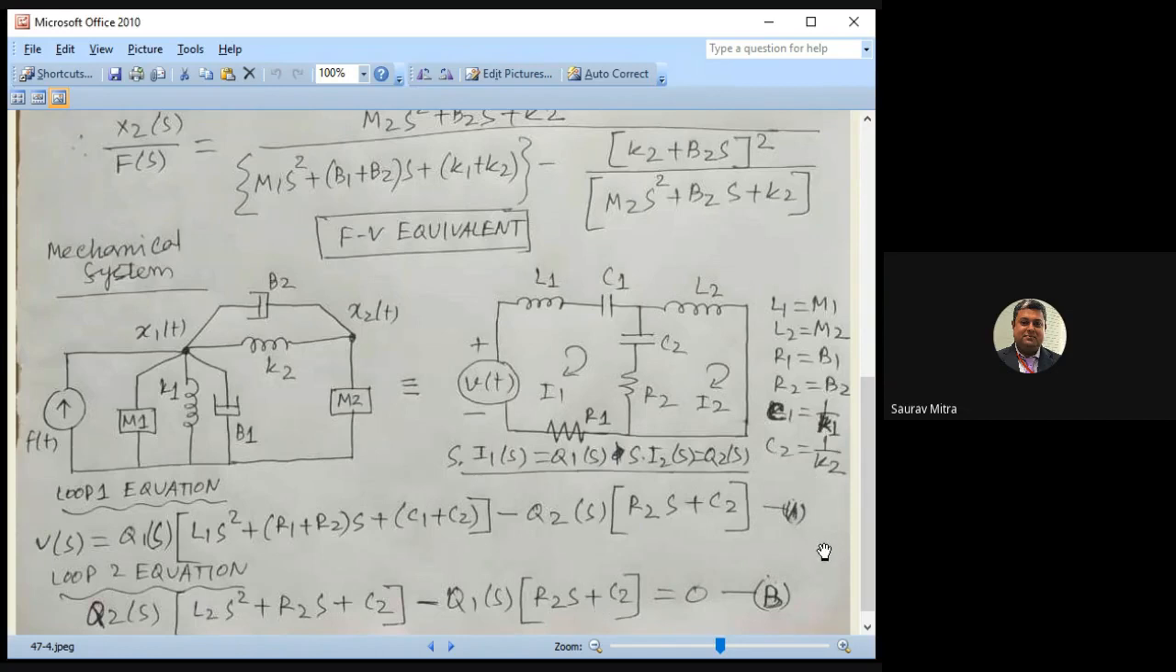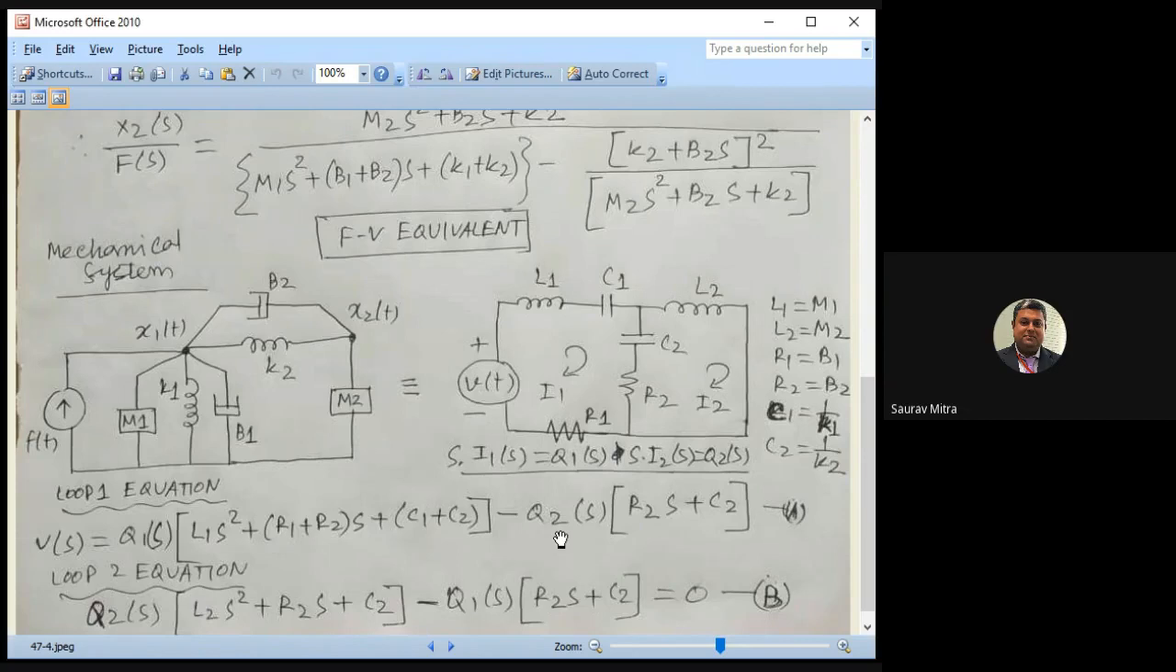Now how to find q1s by vs and q2s by vs? Exactly the same process which I have explained just before. From this second equation, the b equation, you have to represent either q1 in terms of q2 or q2 in terms of q1. If you are representing q1 in terms of q2, the whole thing you have to take to the right, then write q1 is equal to q2 into this divided by r2s plus c2, and that value of q1 you have to substitute here. If you're doing that, what remains is vs and q2s.